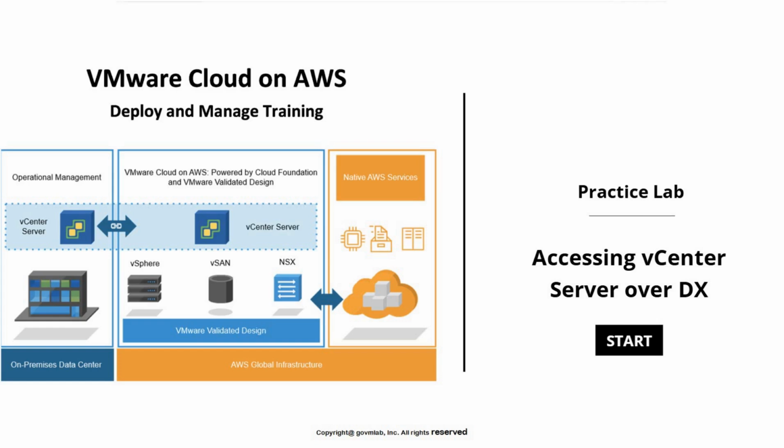Hello everyone, welcome to GoVMlab, VMware Cloud on AWS Deploy and Manage lecture series. In this particular lab exercise, we are going to walk you through a step-by-step procedure of accessing our VMC vCenter server using its private IP over DX connectivity.